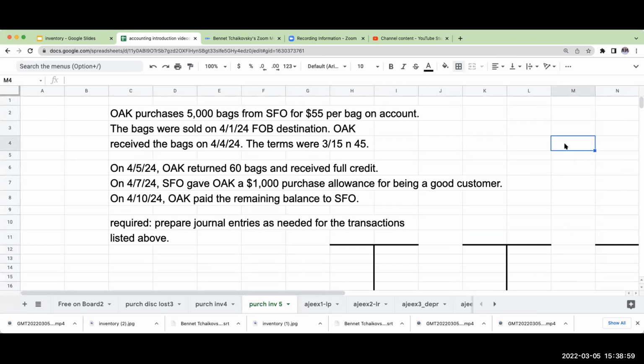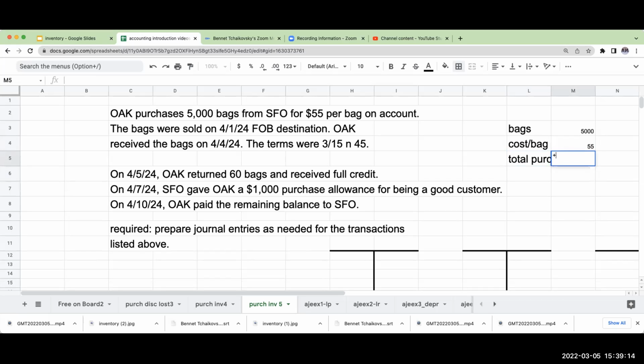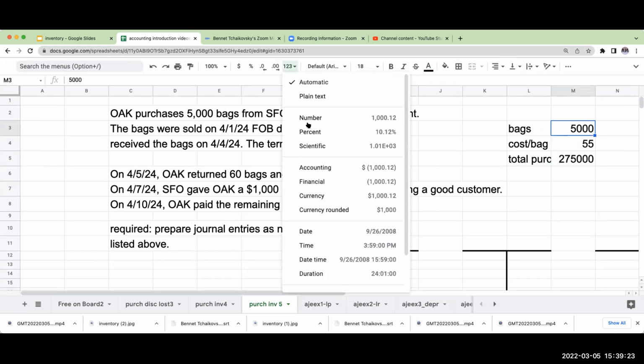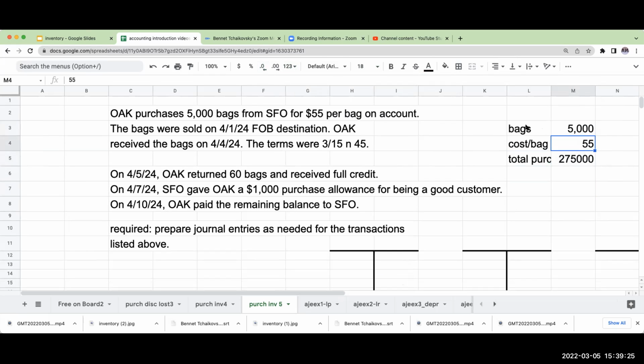Now, how much do we record it for? Well, there's 5,000 bags being sold. The cost per bag is 55. So my total purchase for Oakland is going to be 5,000 times 55, or $275,000. We'll put this in units, and then we'll put this in dollars.